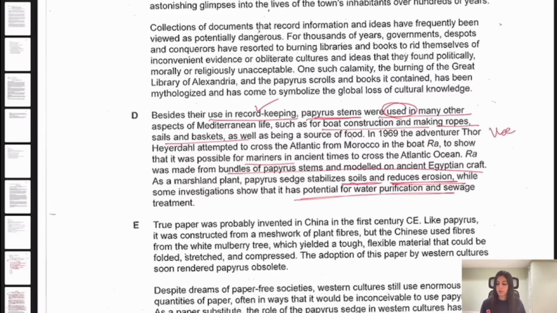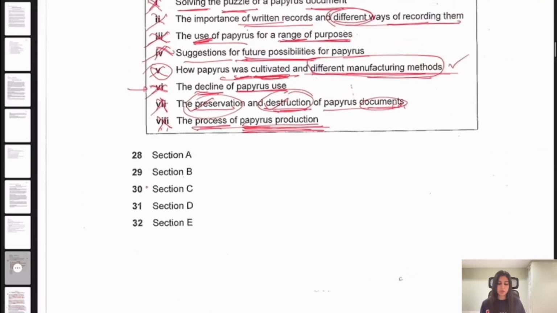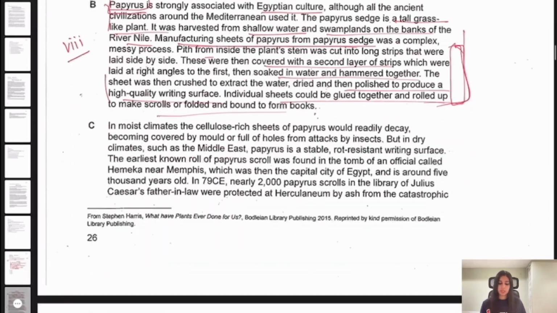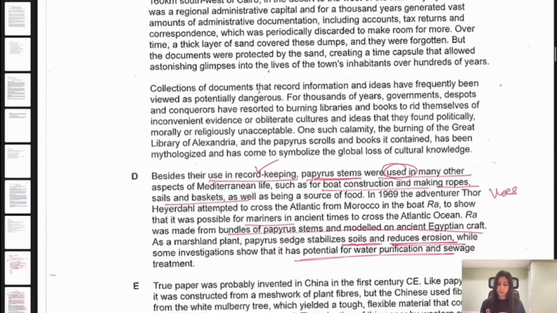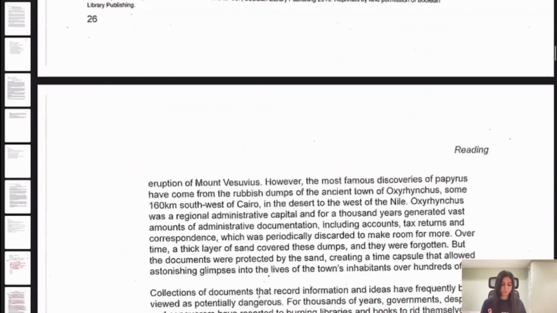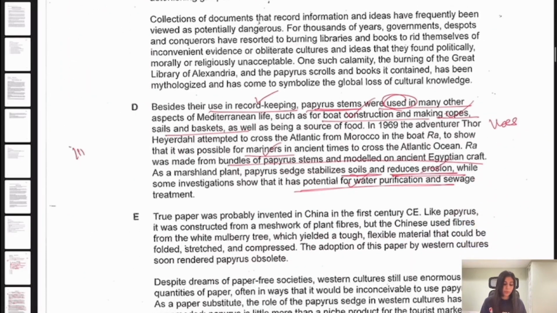So they're talking about different uses, and we can straight away go to the heading that was talking about usage, which is the third one, use of papyrus for a range of purposes. And what are the different range of purposes? These are the different range of purposes that you can read properly if you want to, but it kind of conveys. So which was the heading? It was the third one. So that's how quickly you can come to the answer, come to the conclusion.